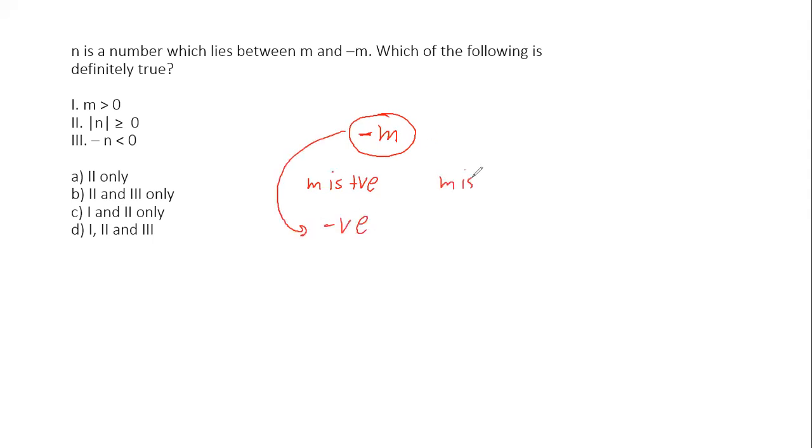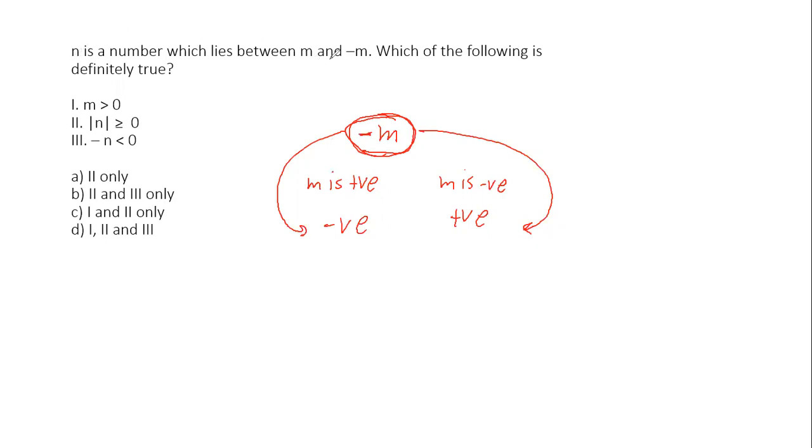If m is negative in itself, the entire expression will actually become positive. So you have to be very careful when someone asks you what's the sign of minus m, that does not mean negative. It totally depends on m. If m is positive, the expression will become negative. And if m is negative, the entire expression will become positive.